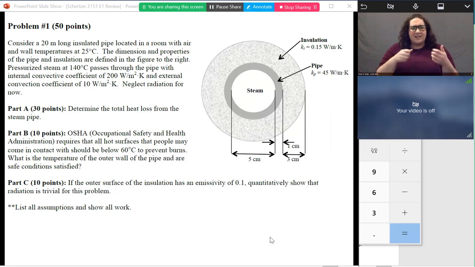We're asked to determine the total heat loss from the steam pipe, and then we need the surface temperatures to be below 60 degrees. So we're asked what the surface temperature of the pipe is. And then for part C, we're asked if the outer surface of the insulation has an emissivity of 0.1, show quantitatively, so do some math, and show that the radiation isn't important for this problem.